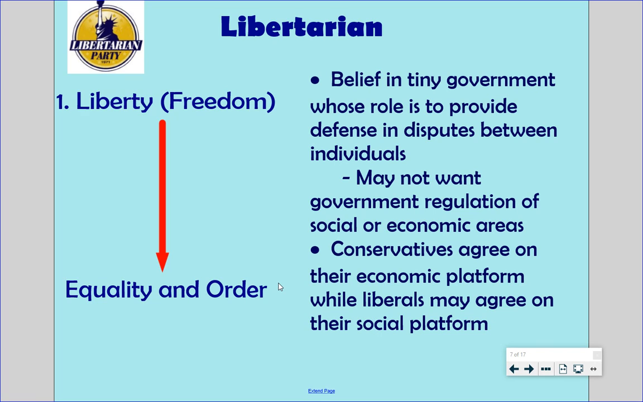Conservatives tend to agree with their economic platform of government stay out, where liberals may agree on their social platform of government stay out.